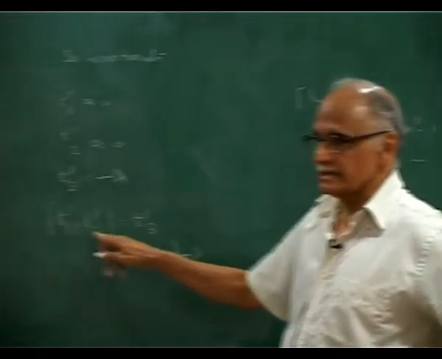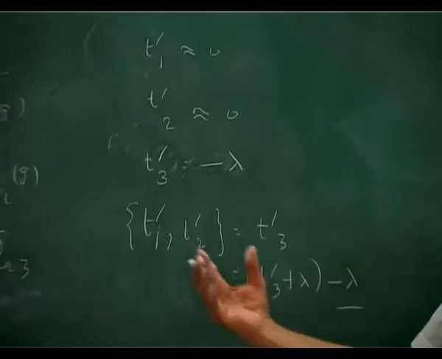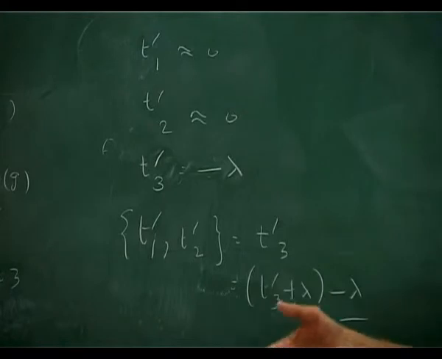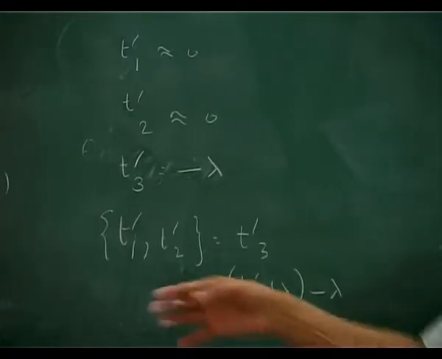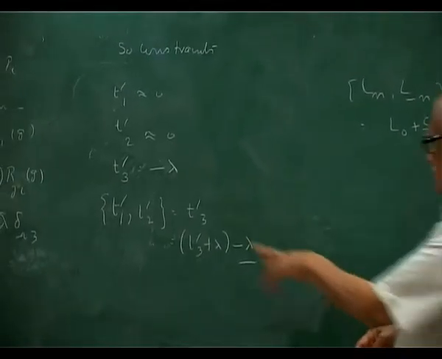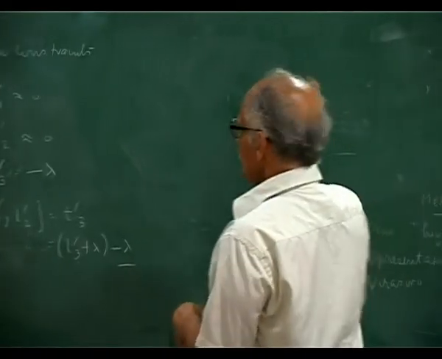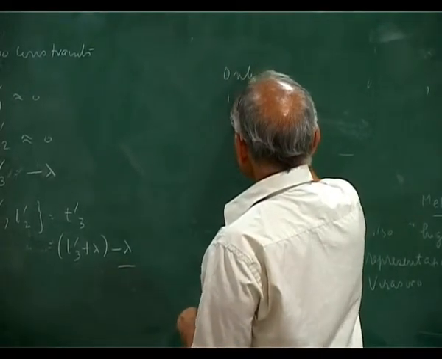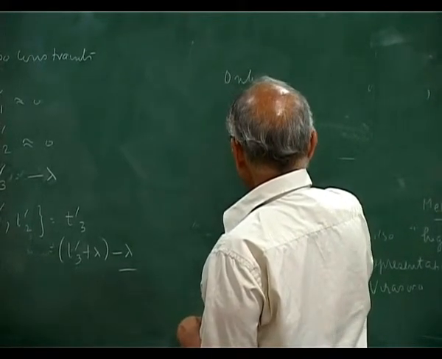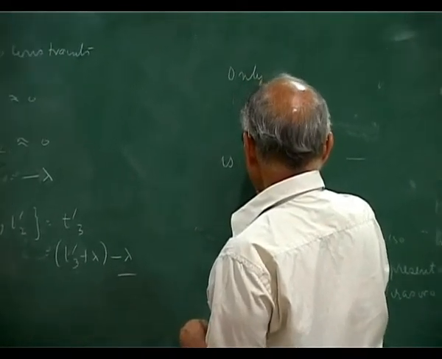Suppose I impose them as constraints. The constraint algebra does not close. This is a constraint, this is a constraint, this is a constraint, but it is not closing as an algebra. So I cannot impose it on the quantum states, right? So these do not form a first class constraint. So only from here you see that only this one, T prime 3 plus lambda, is a first class constraint.